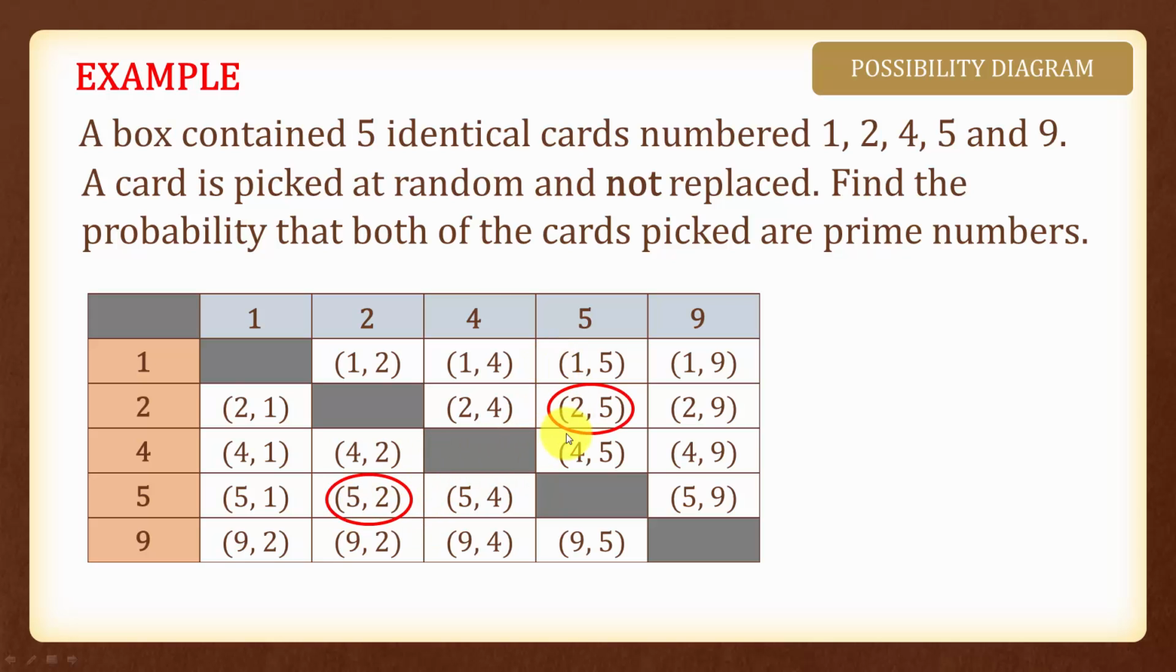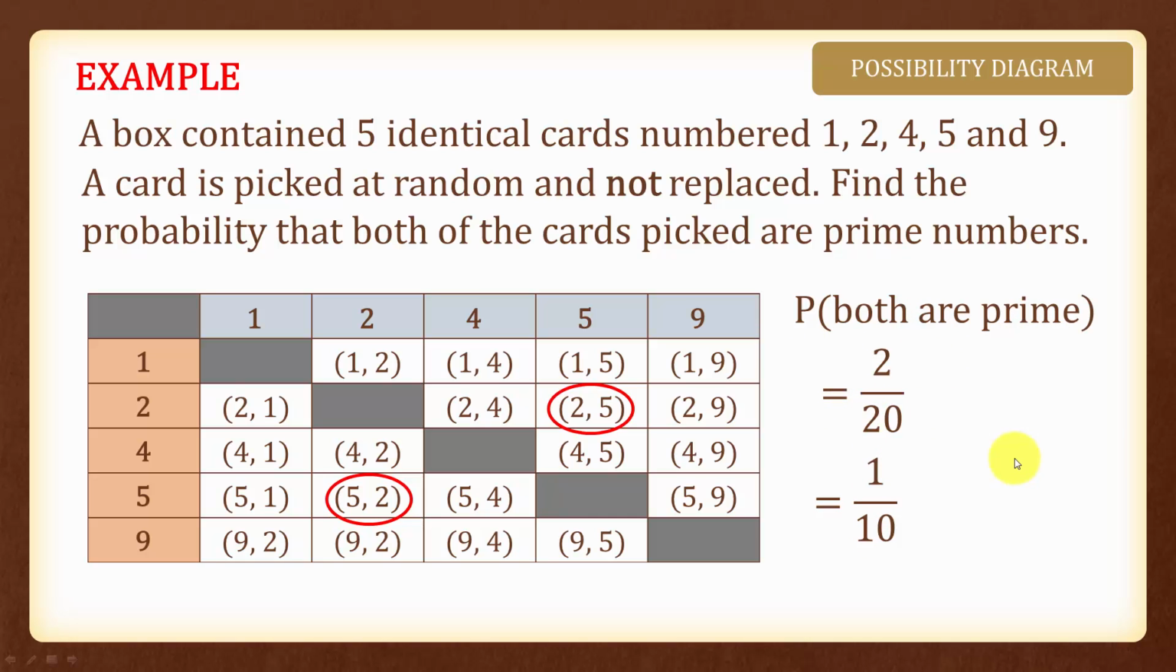And we have 2 of them. Therefore, the probability that both are prime numbers is equal to the total possible outcomes, which is the denominator. Yes, there are 20 possible outcomes if you count all the cells in the table here. And how many of these are both prime numbers? We will have 2. And therefore, the probability that both are prime numbers is 1/10.